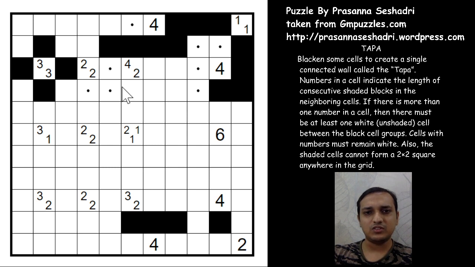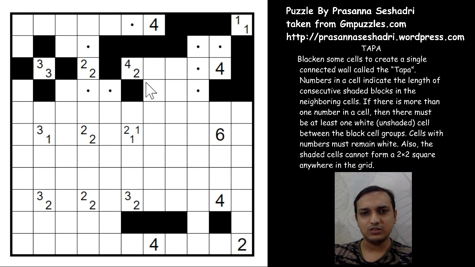So what happens if this is unshaded? You won't have enough space for the 4 and 2 to be fulfilled. So this is shaded and this is shaded. So for this 2 and 2, we have got one group of shaded cells. So we have unshaded this, and this also will be shaded. This will be unshaded. So we'll get a 4 and a 2 here.